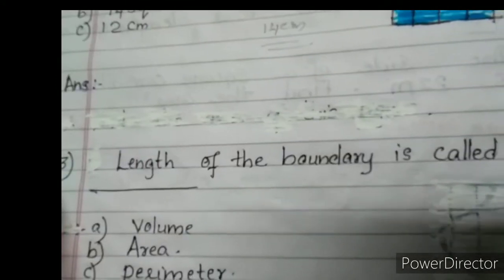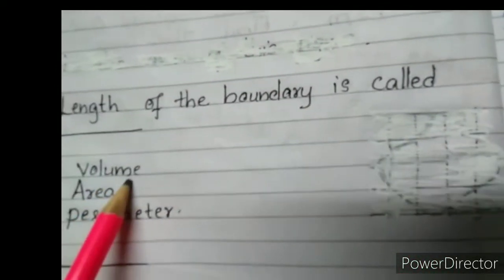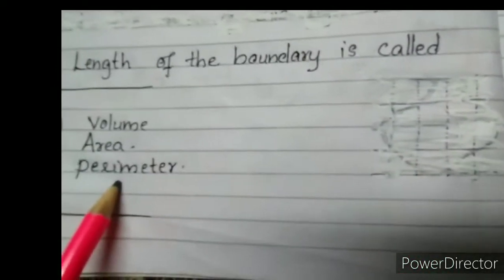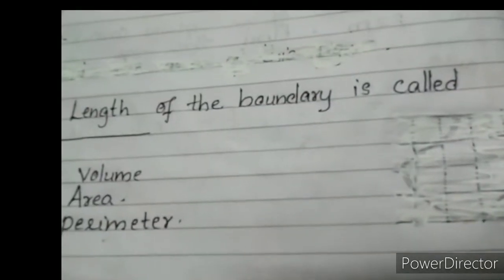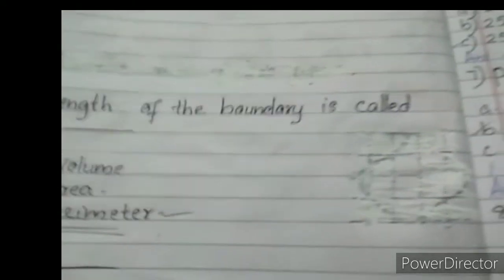Third one. The length of the boundary is called: options volume, area, perimeter. What's the answer? The length of the boundary is called a perimeter. C is the answer.